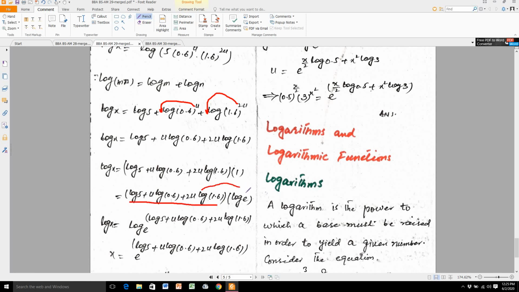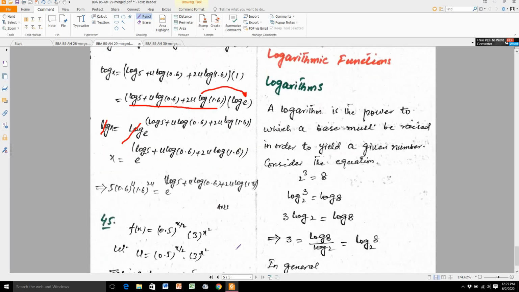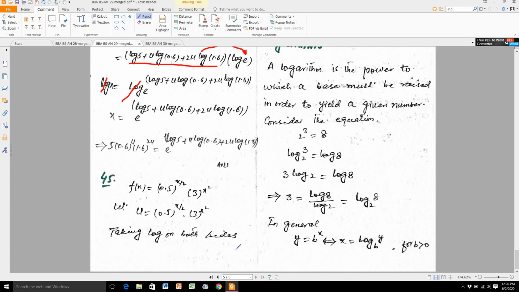This becomes the power of this exponential function, and we write it as log x is equal to log e raised to the power log 5 plus u log 0.6 plus 2u log 1.6, and this log is cancelled with this log, and you get x is equal to e raised to the power log 5 plus u log 0.6 plus 2u log 1.6. Now I take question number 45.